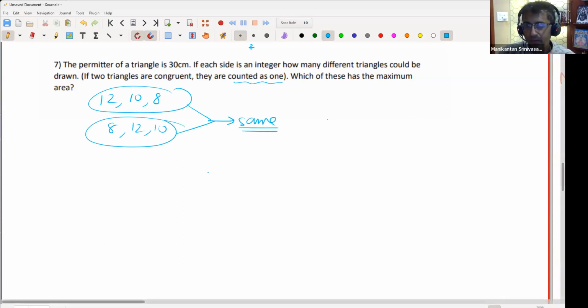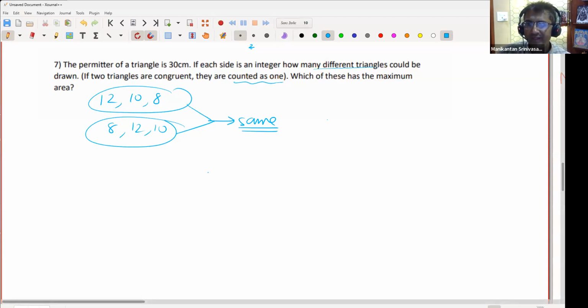First, understanding the question is important. So calling 12, 10, 8 as one triangle and calling 8, 10, 12 as another triangle is wrong. I mean, not wrong, but I'm saying for this problem, the definition of the problem states that they are to be counted as one same triangle. Okay, right. Now, first of all, I'm saying how many different triangles are possible? How many different triangles are possible?